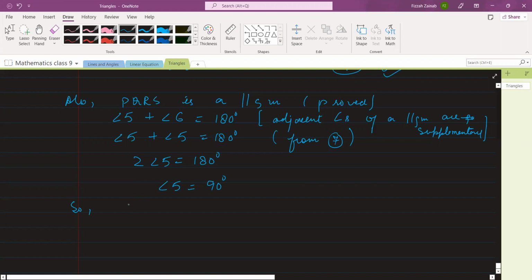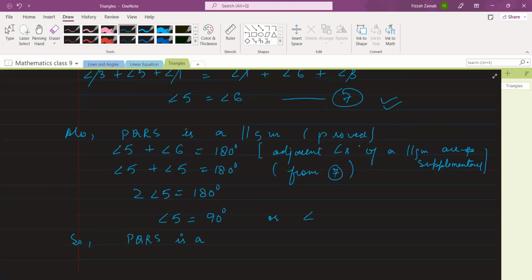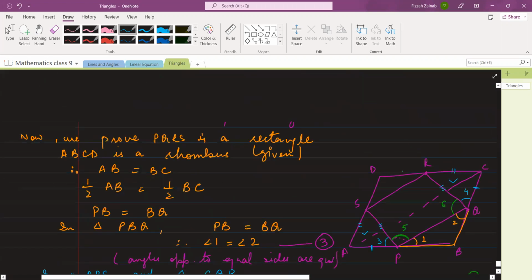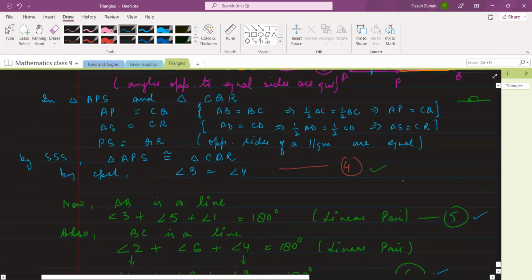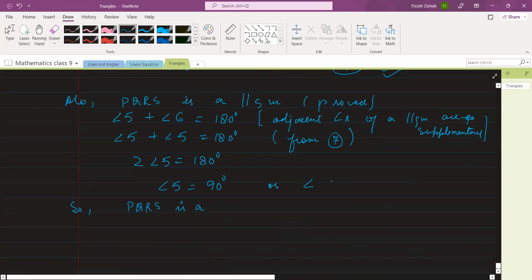So we can say that PQRS is a, or you can give it some name if you want, that angle. What is the name of this angle? Angle 5, SPQ, or angle SPQ is equal to 90 degree if you wish. So PQRS is a parallelogram with one angle 90.